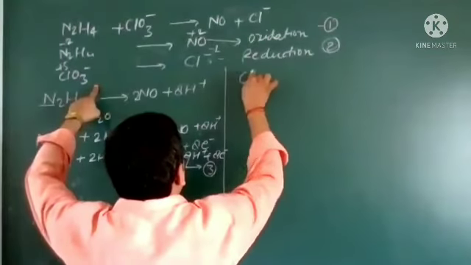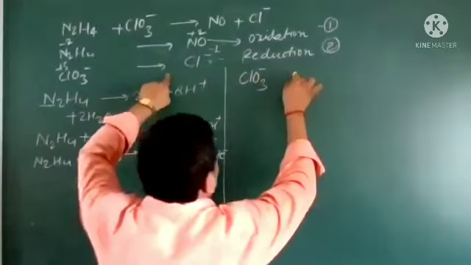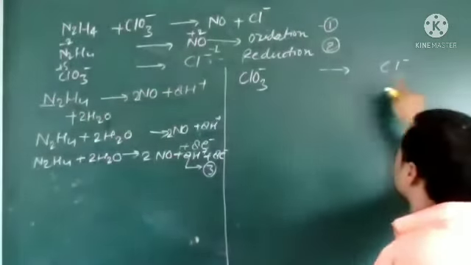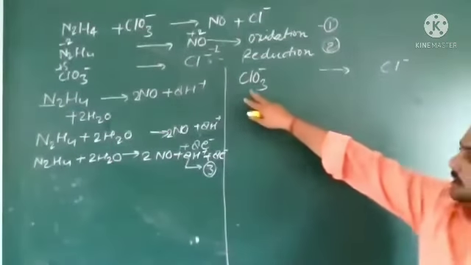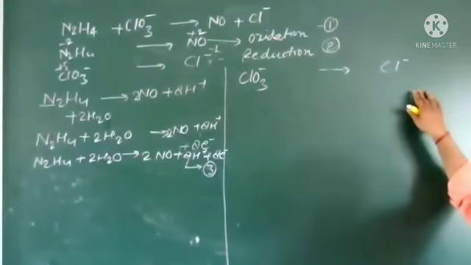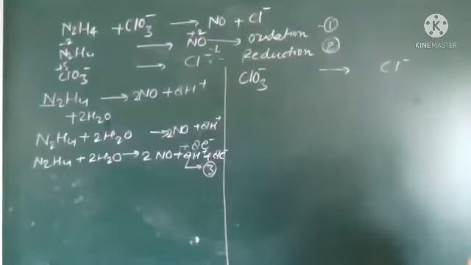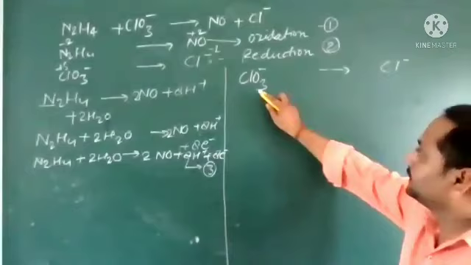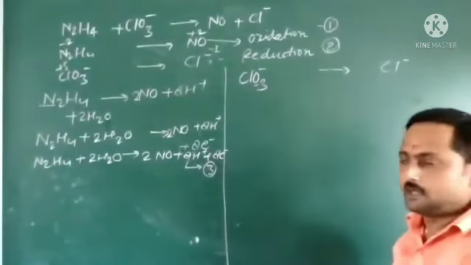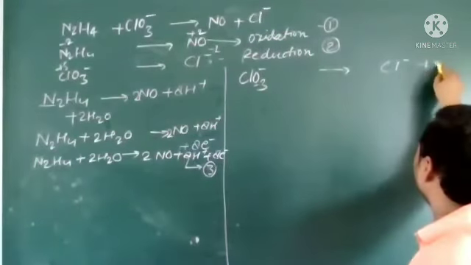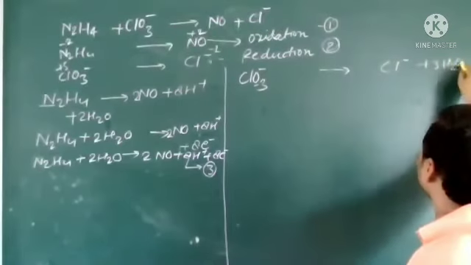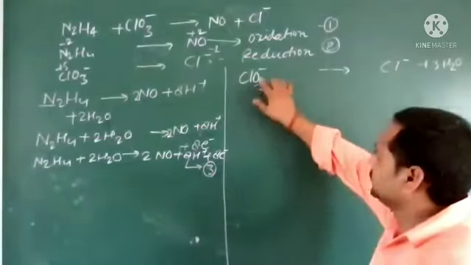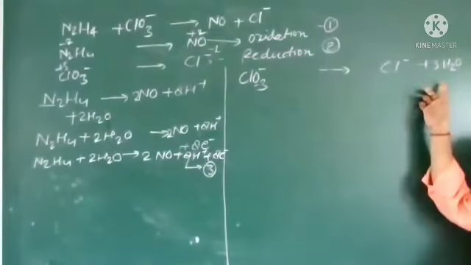I am writing here, this is ClO3 minus gives Cl minus. So Cl is balanced, no problem for us. 1 Cl, and this is also 1 Cl. That is balanced. Now oxygen is there, so we will see oxygen. The number of oxygen is 3. What do we use to balance oxygen? We use H2O to balance oxygen. So 3 oxygens are on that side, so I have added 3 H2O.